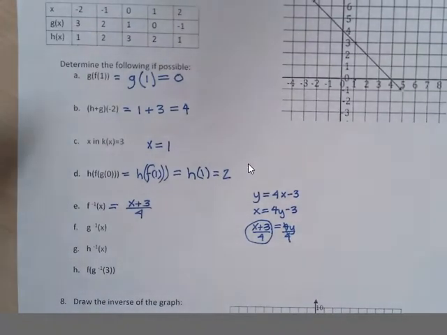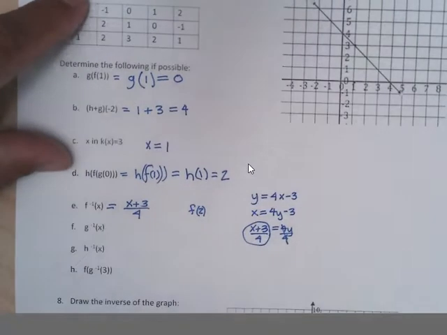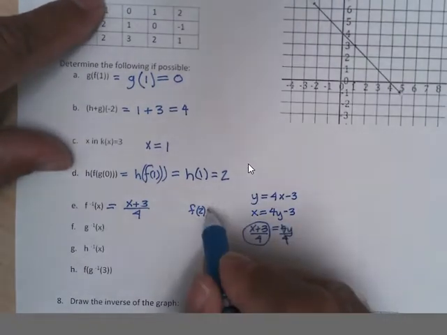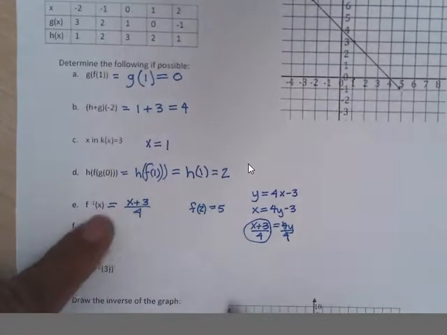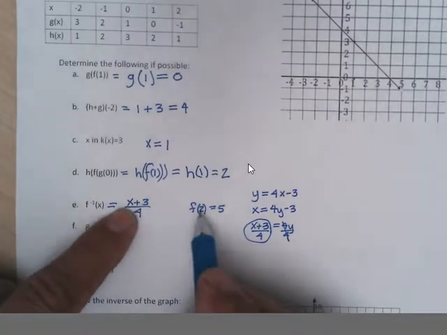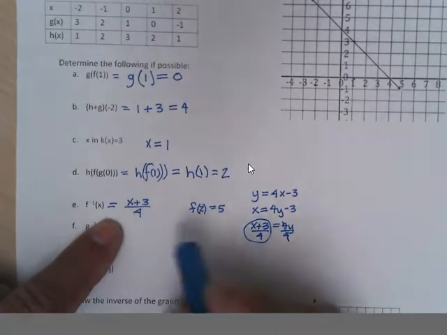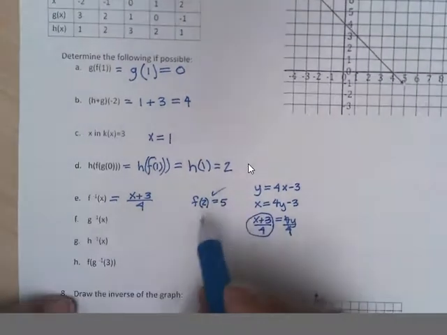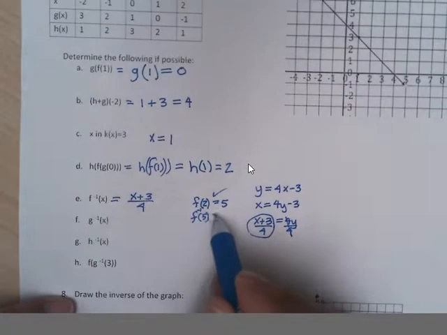Let's just check ourselves. If I find f of 2, 2 times 4 is 8 minus 3, I get 5. If I put 5 into the inverse, I should get back to 2. 5 plus 3 is 8, divided by 4 is 2. So it checks. F inverse of 5 turns out to be 2.